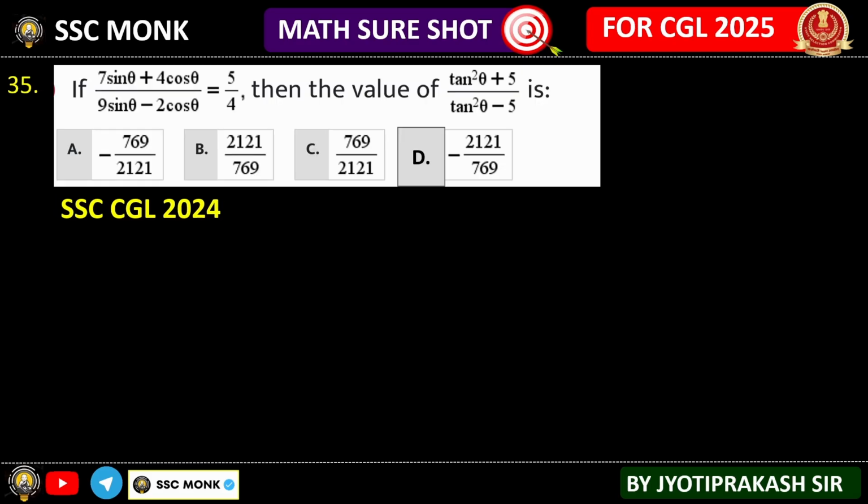Next. 7 sin theta plus 4 cos theta divided by 9 sin theta minus 2 cos theta is equal to 5 by 4. What is the value of tan square theta plus 5 by tan square theta minus 5? Now see, tan square is given. So what I will do, I will divide this whole expression by cos theta. So this will be 7 sin theta by cos theta, that is equal to tan theta, plus 4 divided by 9 tan theta minus 2 is equal to 5 by 4.